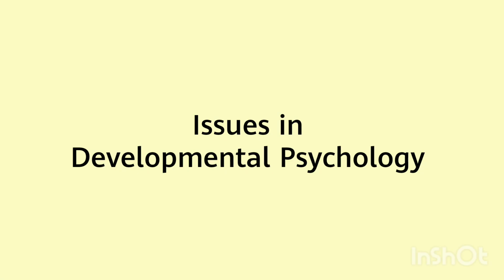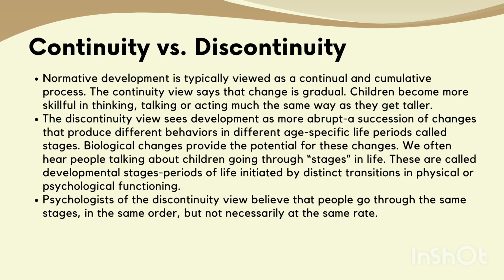Issues in developmental psychology. Continuity versus discontinuity. Think about how children become adults. Is there a predictable pattern they follow regarding thought, language, and social development? Do children go through gradual changes or abrupt changes? Normative development is typically viewed as a continual and cumulative process.